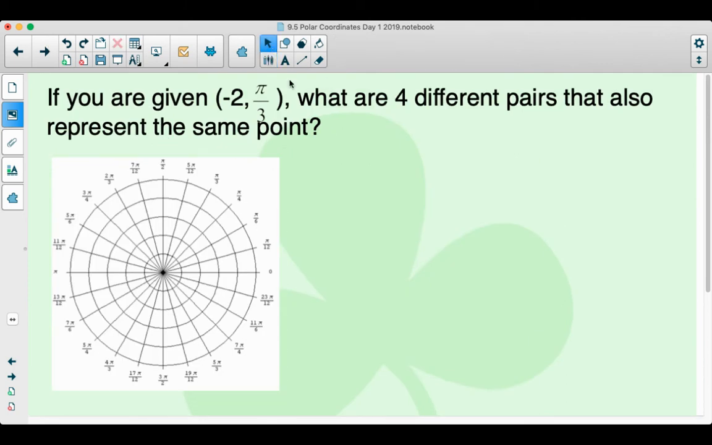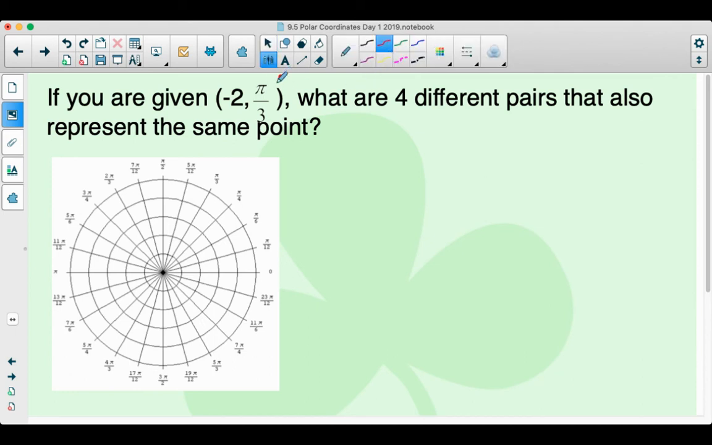answer. So what I'd like you to do is, given the point of -2 pi thirds, find 4 different pairs that also represent the same point. I do not want you to put this into degrees. I want you to keep it in radians when you're writing all 4 of yours. So take a minute, pause the video. Let's plot the point first just to make sure we're all on the same page.